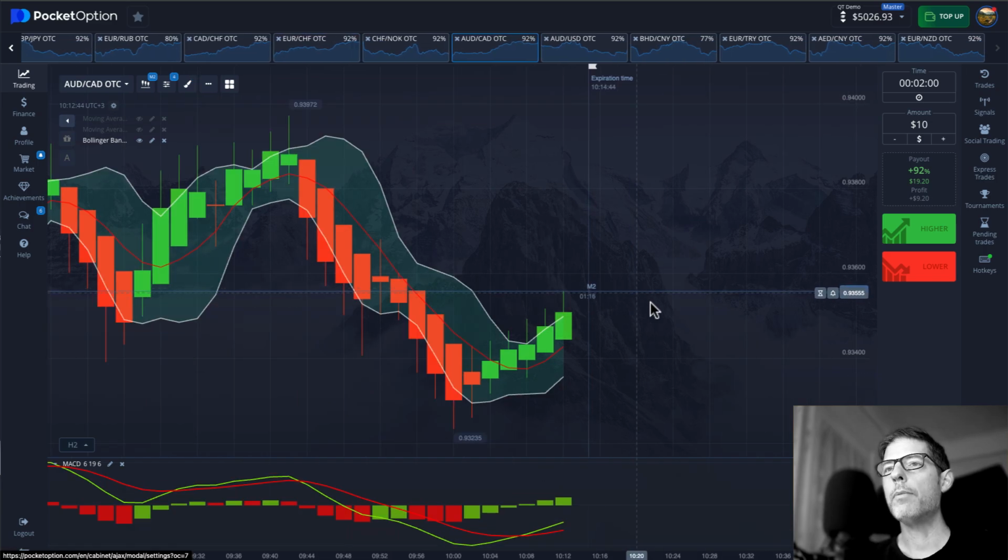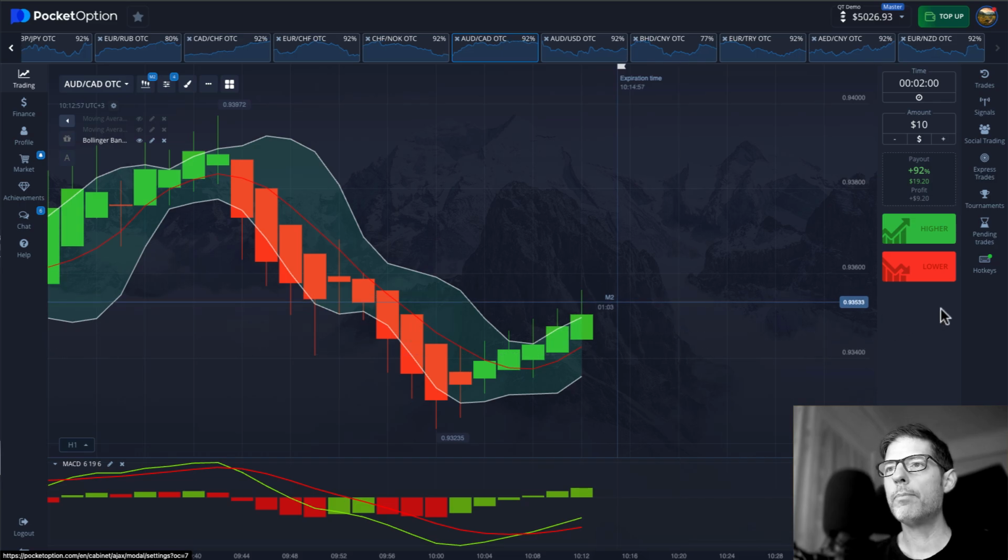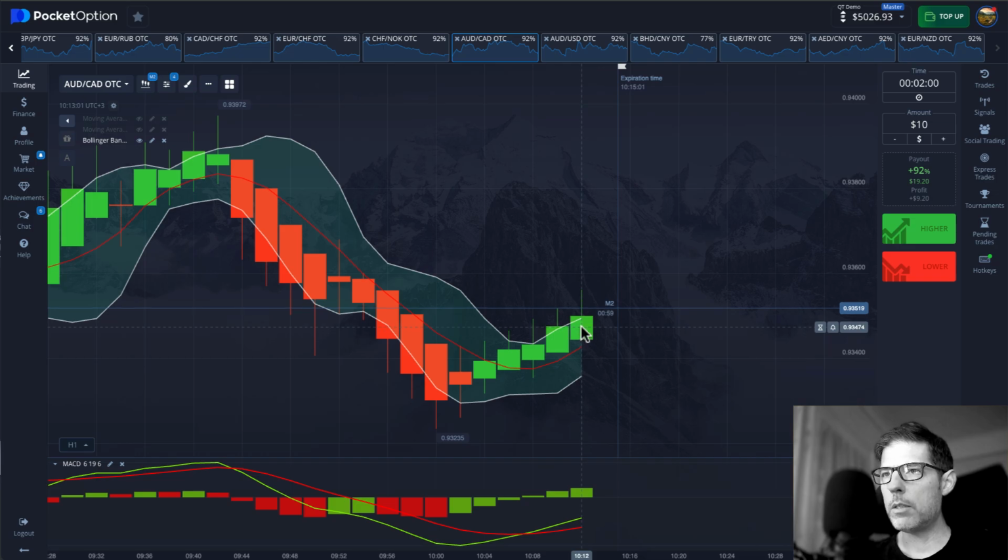Okay, this looks pretty good. Okay, check this out. So we've got this green line separating from the red line on the stochastic on the MACD. We've got these green bars creeping up here. I need a little bit of a pullback. We have 1 minute for the next candle. Ooh, give me a little bit more there. It's reaching outside of that white line on the edge of that Bollinger Band.